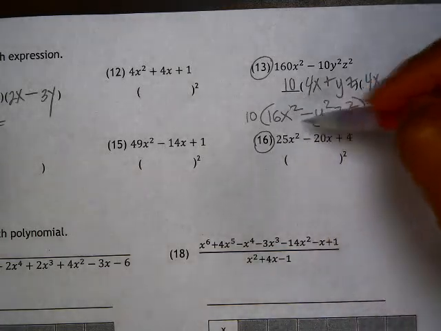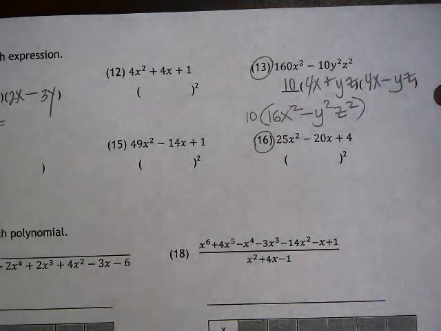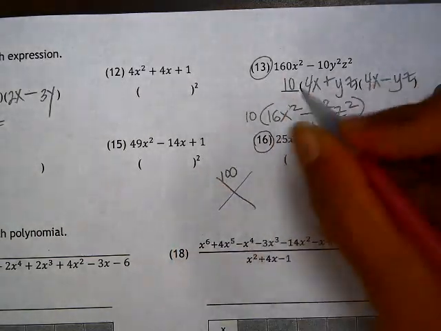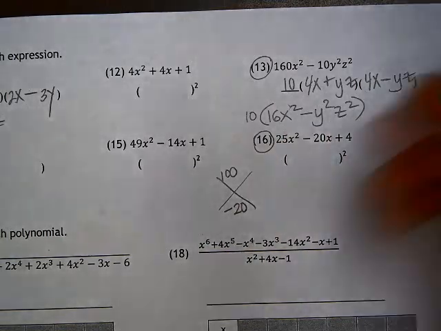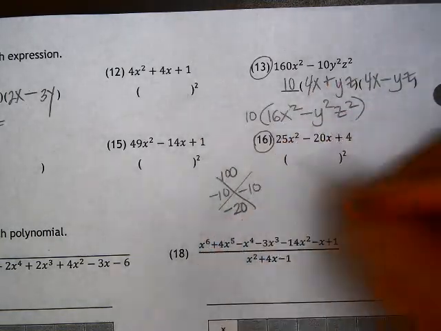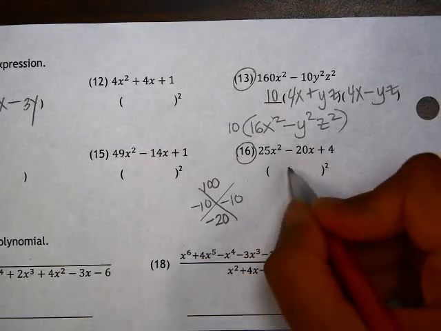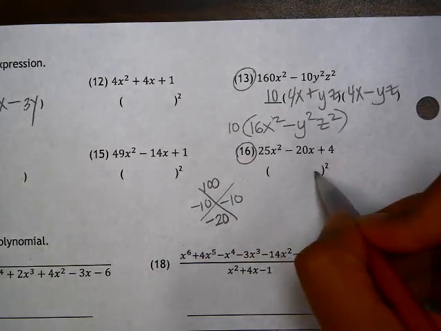On number 16, here we have a trinomial with no common factors. I'm going to use the diamond to factor it. So on the top, I have 4 times 25 is 100, bottom is negative 20. So I can use negative 10 and negative 10. A common mistake here would be to say the factors are x minus 10 squared.